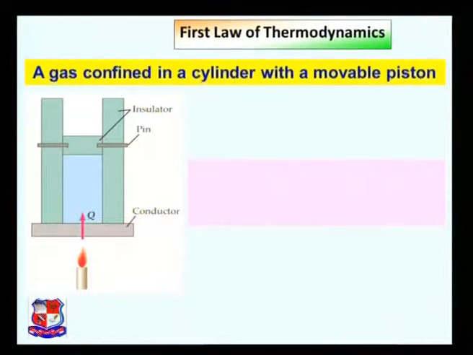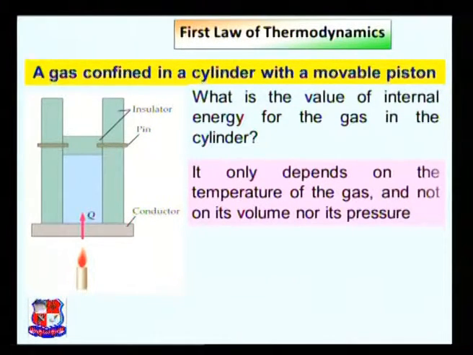Now the next example for the first law of thermodynamics. Let me take a case of a gas confined in a cylinder with a movable piston. Here the piston is movable and this is an insulated area, and here heat is added with this flame. So Q is added from here only. So this is a conductor. So what is the value of internal energy of the gas in the cylinder?